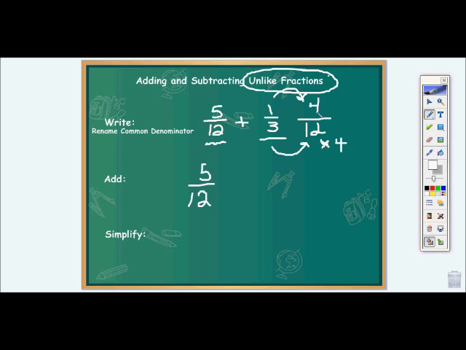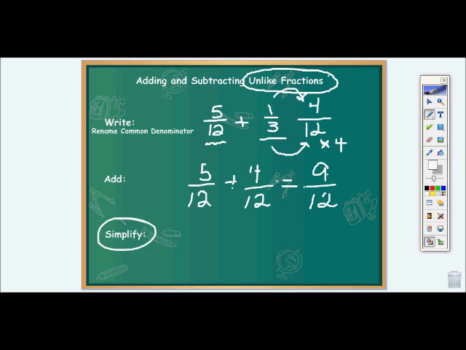So now I have, again, renaming in a slightly different way than we did in 5.2. We were reducing. This time we're making common denominators. So now I have 1/3 is the same as 4/12. And if I have 4/12, I can follow my rule from the last lesson, and I can just go ahead and add the numerators and keep my denominator.